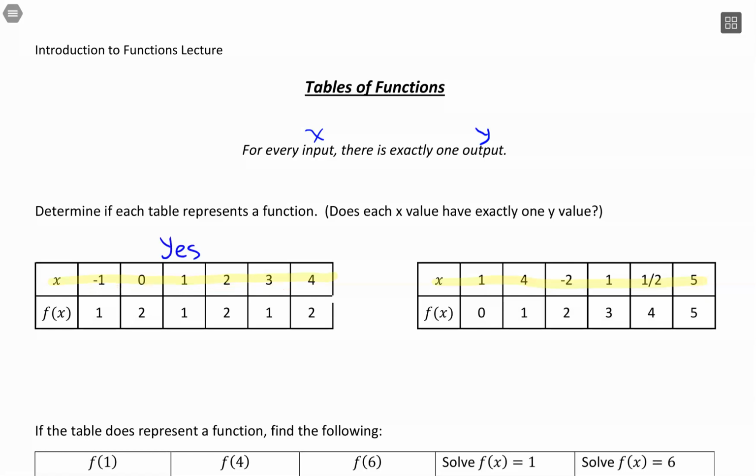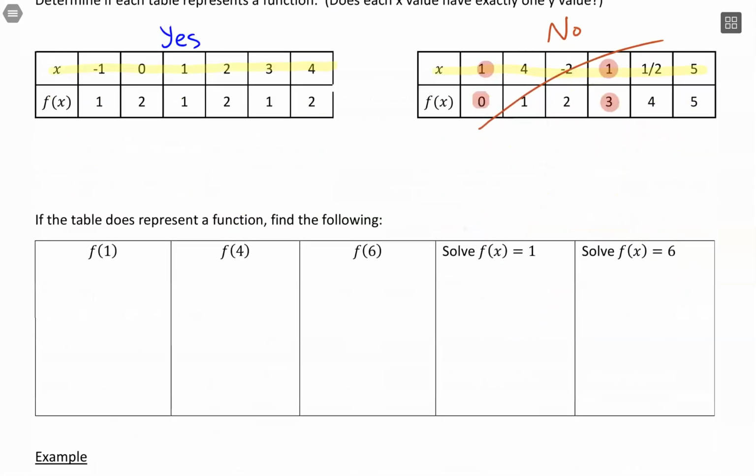So for this first function, f of x, we can see we have all unique x values, so that'll be a function, yes. With our second function, 1, 4, -2, 1, I see that I have x equals 1 show up twice, and it goes to different outputs. So with that, that is not a function. For our input, it maps to two different spots, which we can't have. So that's it for that table. That one's done. We're going to focus on this first table for answering some questions.